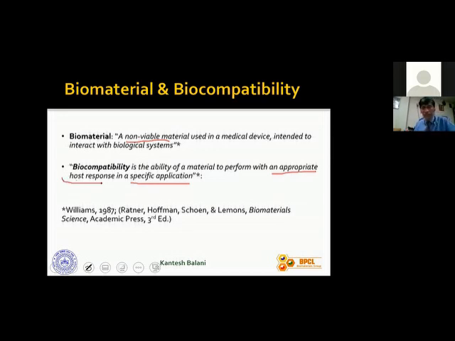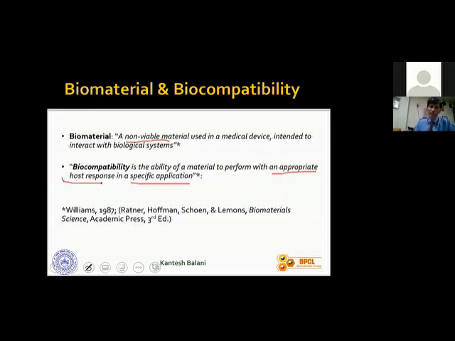"In a specific application" means that the intention of implantation will also depend on how long we want the device to be in. For a syringe, it comes in contact and we remove it within a few seconds, just after it has delivered whatever it has to. For dialysis or catheters, they may stay in the body from hours to weeks. And materials like hip joints or knee joints may stay for a lifetime. Something which is not toxic for a few seconds may become toxic if it is in the body for a longer duration. That's why I thought I'd define these two terms, biomaterial and biocompatibility.